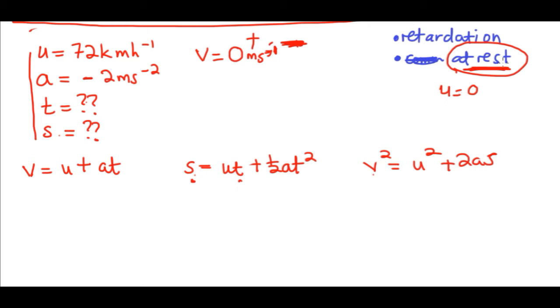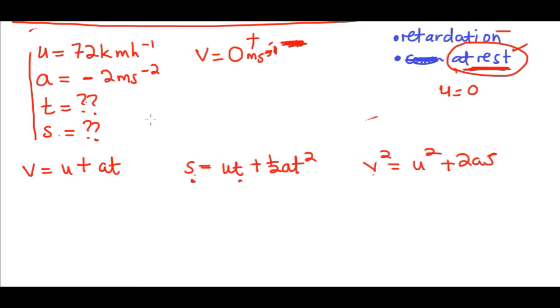So watch out for these terms like at rest. It's very important. And things like retardation. Retardation is just going to be negative acceleration like we discussed. So now we have our v because of the statement they told us. They thought we were going to hide our v inside the statement, but we are smart enough.